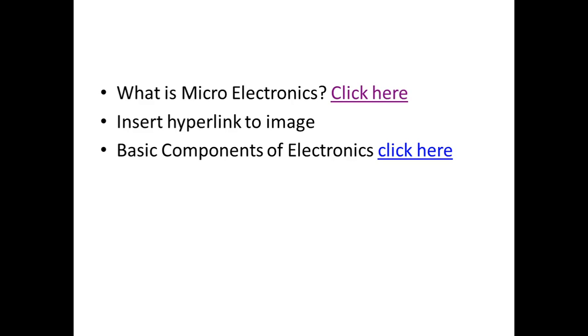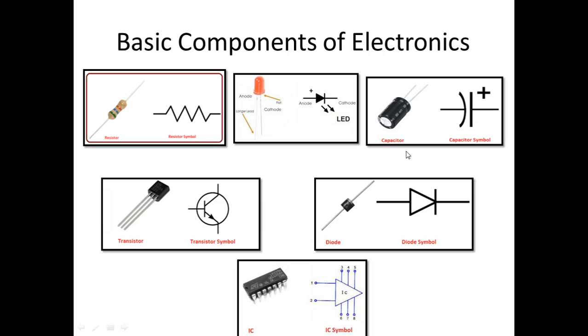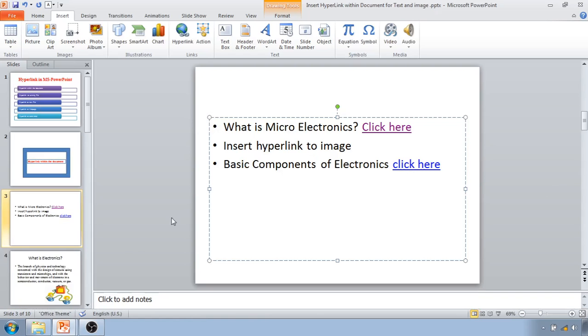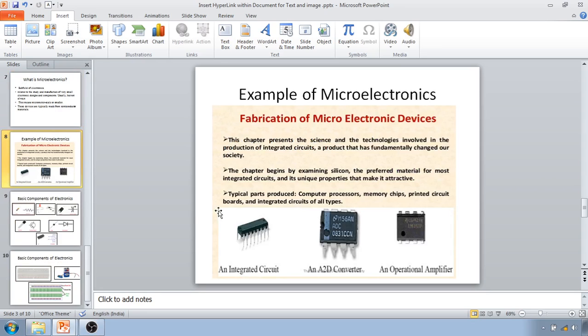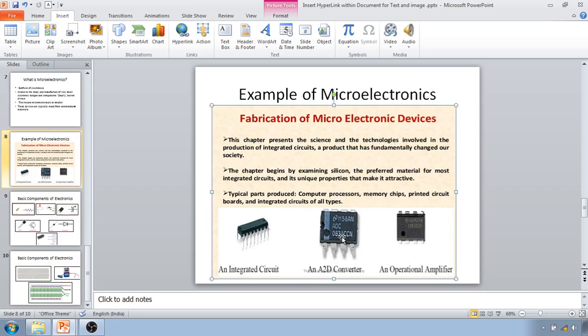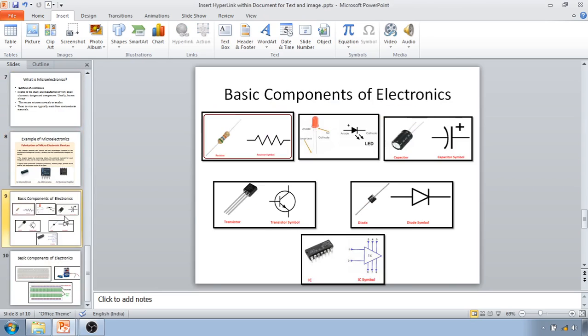If I click on the slideshow and click over there, I will jump directly to that slide. So if you want to insert a hyperlink to an image, now if I want to insert a hyperlink on this image, I'm going to create a hyperlink on this image and I want to jump to this page. So how to create it?